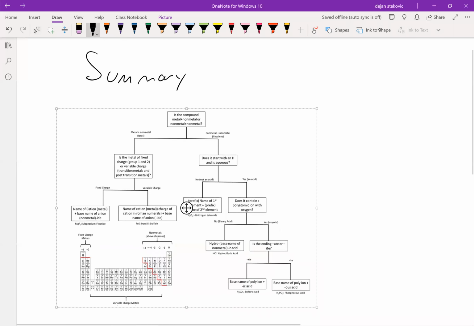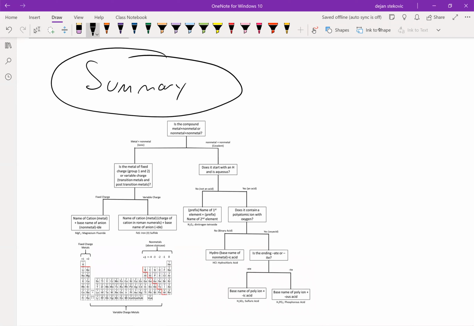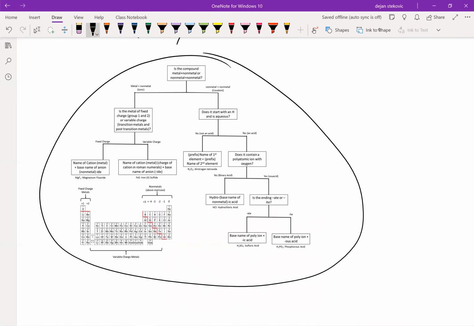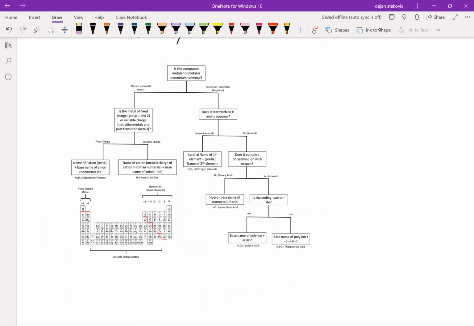All right, so that was a lot of information. So let's take a look at a quick summary. And I've generated this kind of decision tree type of thing to help you out with this. It doesn't have every single example on here, but it has quite a few. So let's just take a look at how we're going to use this to help name our compounds.